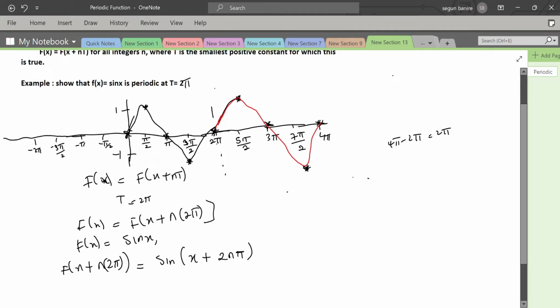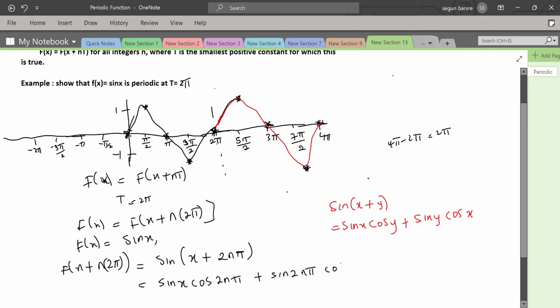To expand this, there is a formula in trig. Let me use a different color. There is a formula for sine that says sine of x plus y is equal to sine x cos y plus sine y cos x. That is the formula we are going to use to expand that. We call that the sum of angles. So this is sine x cos 2n pi plus sine 2n pi then cos x.